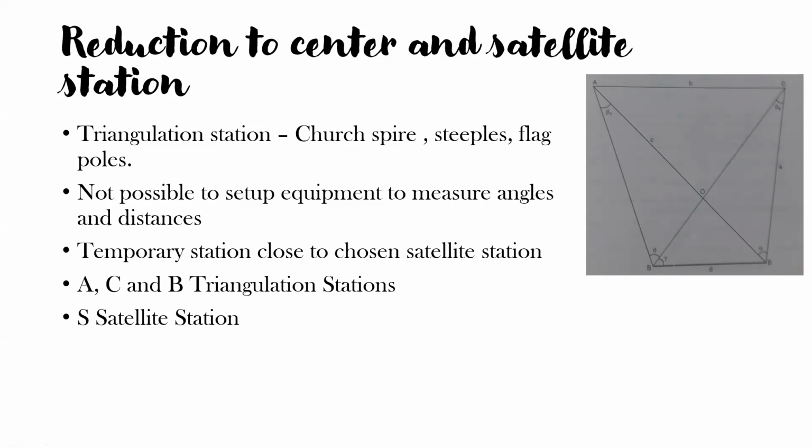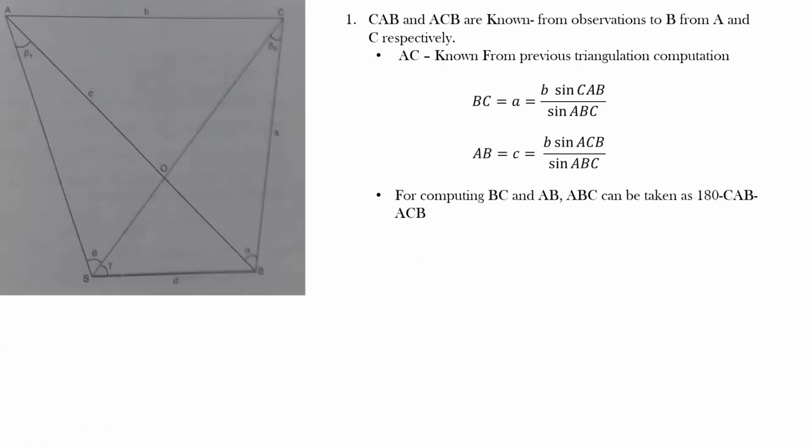Now, how do I do this? The main thing is we can easily measure the distance BS, which is called small d. The distance AC can be computed based on the previous length computations. When the equipment is kept at point A, I can clearly sight point C and point B and measure angle CAB. And when the equipment is kept at point C, I can clearly measure angle ACB.